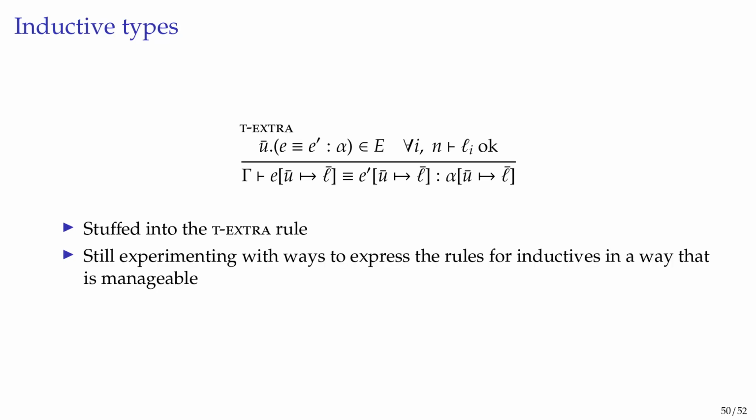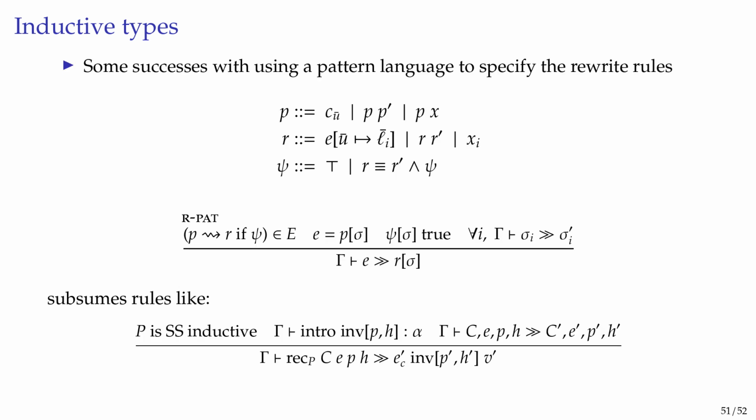So inductive types are stuffed into this T extra rule, right? I said you add definitional equalities to the environment, but doing this in general gets you a really crazy system. So you have to restrain what kind of definitional equalities you have. Certainly, if you want to prove these theorems, you really need to understand what's in that reduction relation. So I'm experimenting with ways to make this inductive definition more manageable.